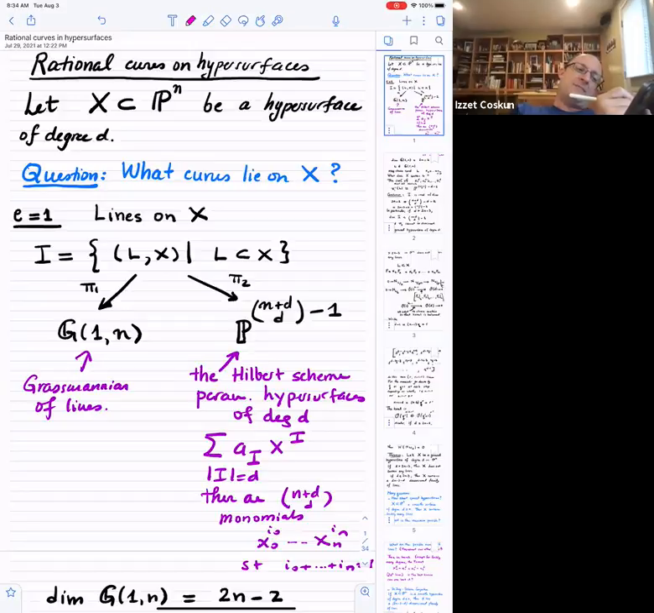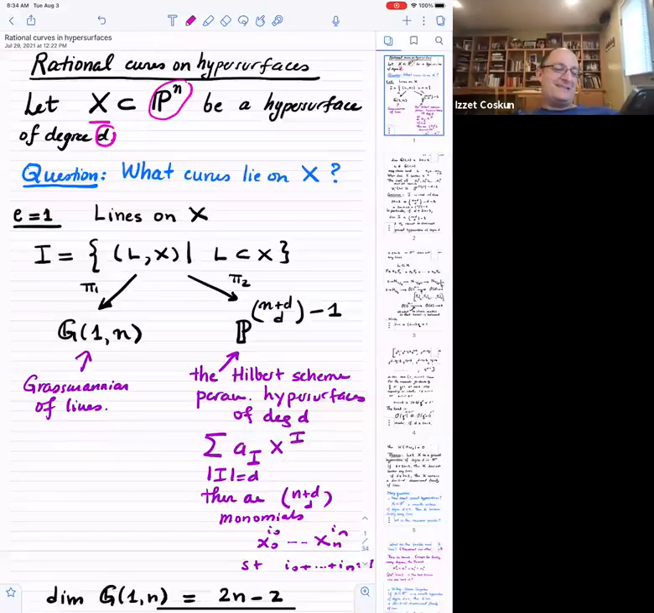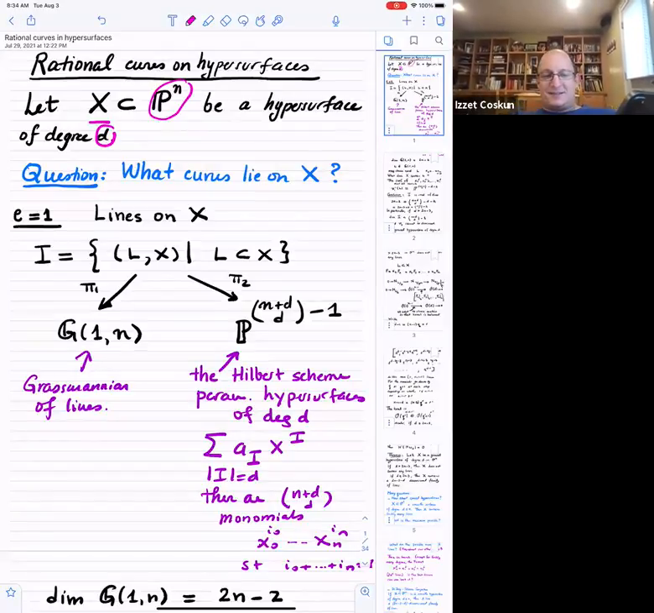The setup will be, we'll have a smooth hypersurface X of degree d in projective n-space. Hopefully I won't mess up my numbers and indices as we go along, but stay awake for it. If I mess it up, then you have to jump in and tell me. So the basic question that you can ask is, what curves lie on X? And surprisingly, even in the case of general hypersurfaces, we don't know the answer. But let's start with some examples.